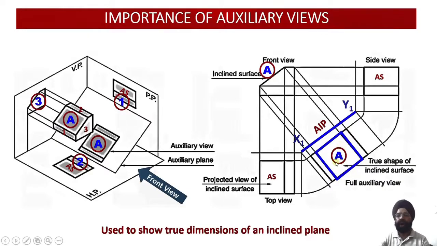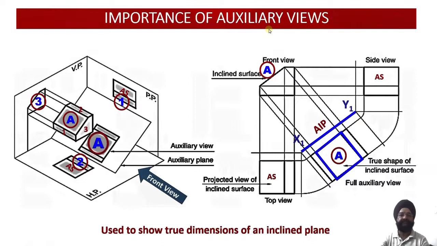So this is how I can obtain the true shape of an inclined surface using an auxiliary inclined plane view over here. So this view will be called auxiliary view. Similarly, you can see over here, if I am drawing an auxiliary plane parallel to this, since this plane is parallel to this surface, its true shape will be appearing over here. Again, I have marked the surface in circle with capital A. So this is true shape, this is true shape, and this is again true shape of the inclined surface. So this is the first application of the auxiliary view that we need to understand.